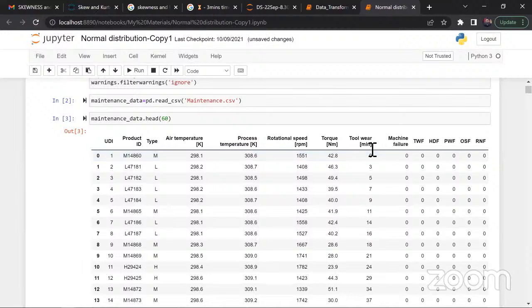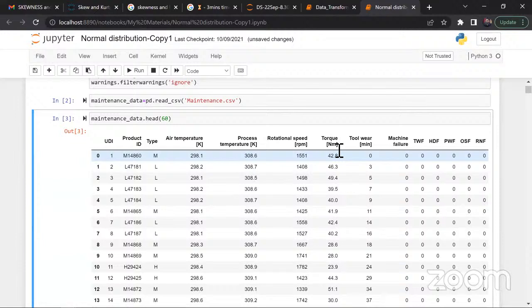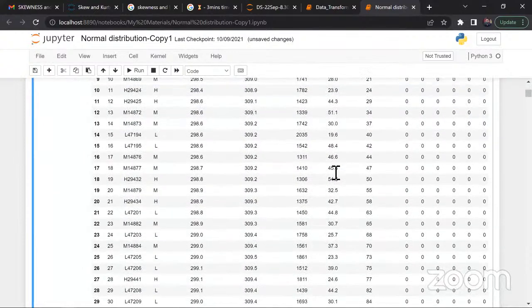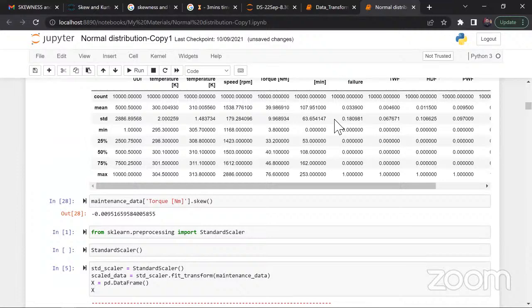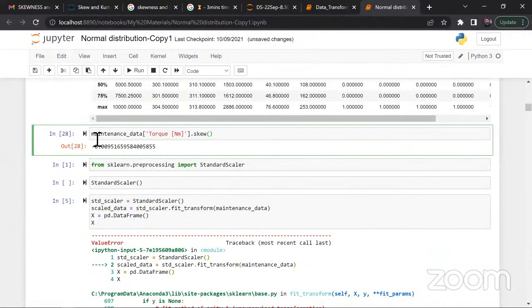Here, I'm going to take only one column, that is torque in Newton meter. Now I want to understand whether this torque is normally distributed or not. For that reason, I'm going to use a histogram to understand it. All right, now see this. Even you can just do it.